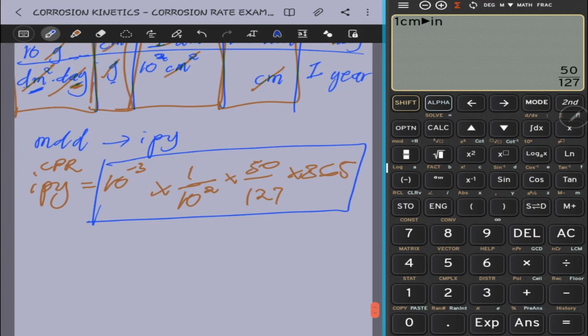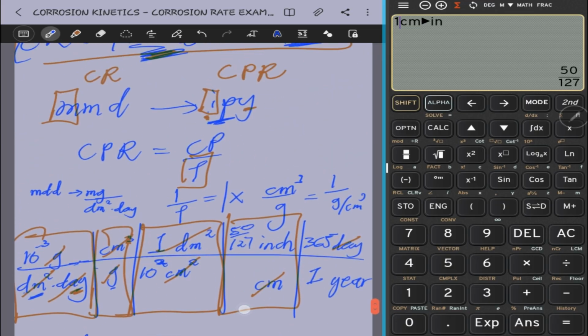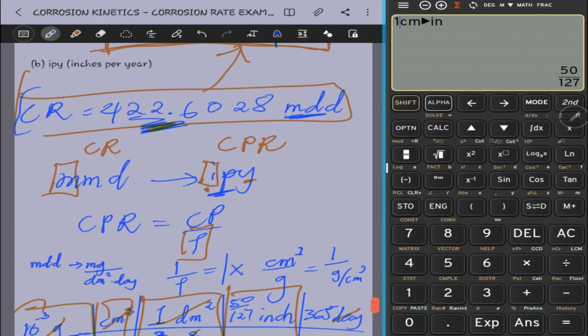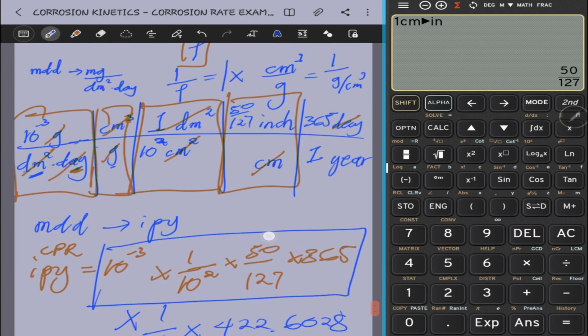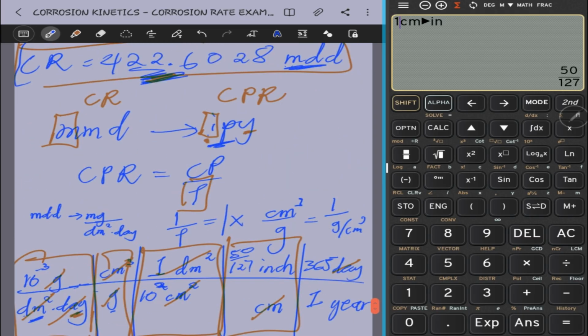So when you have this, because we know that this one is CPR, that means I have to divide the CR by density. So you divide by the density, that's basically 1 on density value, and you multiply by the MDD value. So the MDD value is what we have, which is 422.6028. So doing all this will take you straight forward to the IPY.